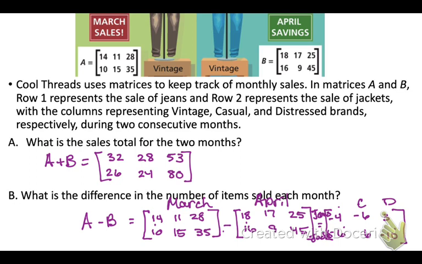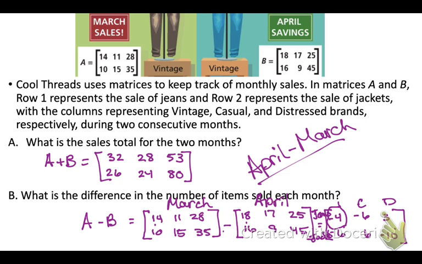So it's important to know your sales. Yes. So when you do these problems, you need to be labeling them. So when I ask you, what does -4 mean? What does it mean? Vintage jeans went up by 4. And we should have done April minus March, because you take the current minus the previous.